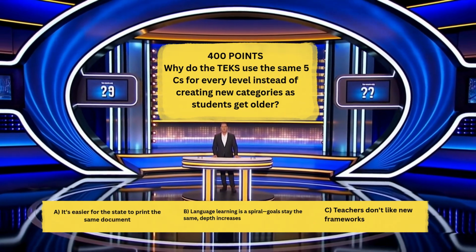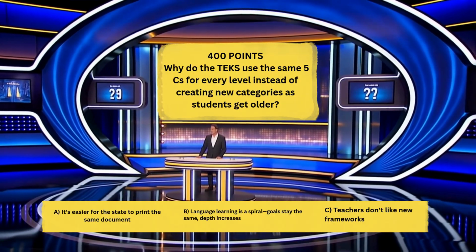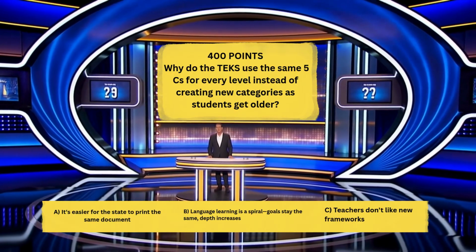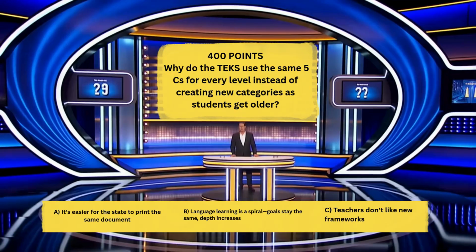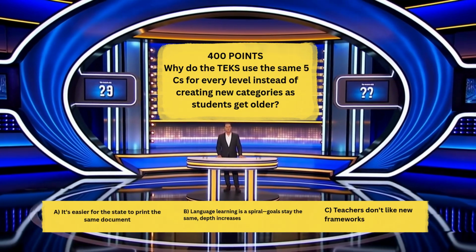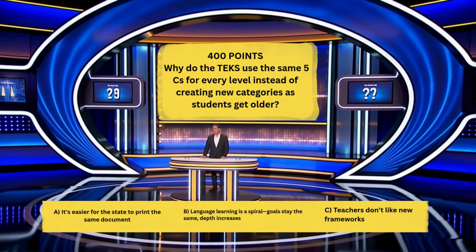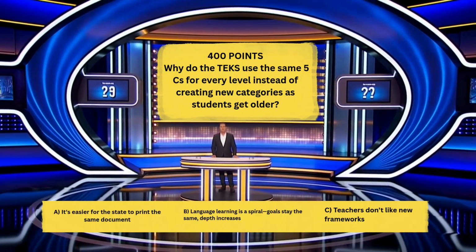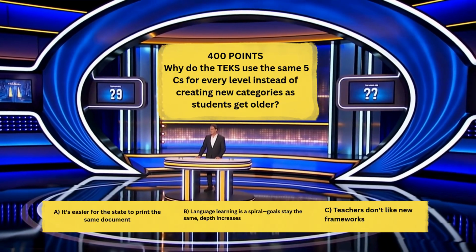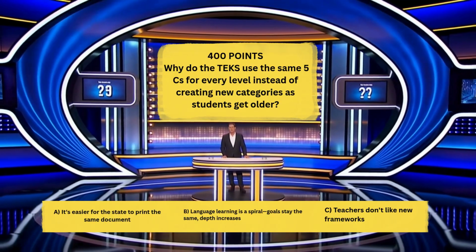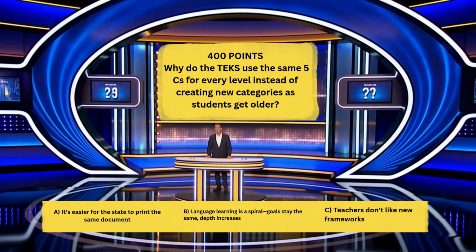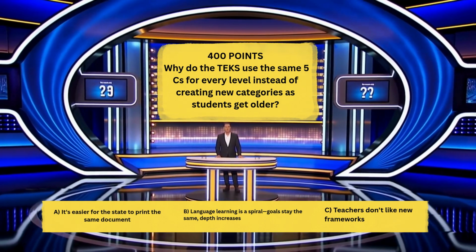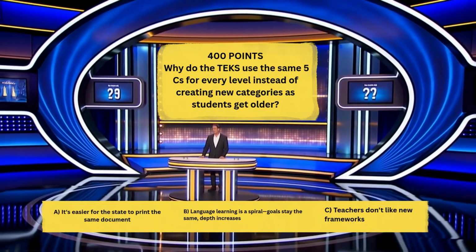For 400 points, why do the TEKS use the same 5 C's for every level instead of creating new categories as students get older? Option A, it's easier for the state to print the same document. Option B, language learning is a spiral. Goals stay the same, depth increases. And option C, teachers don't like new frameworks. Take 3 seconds.